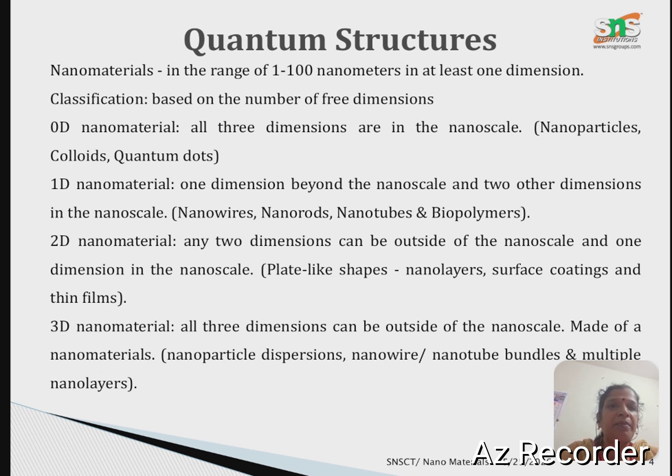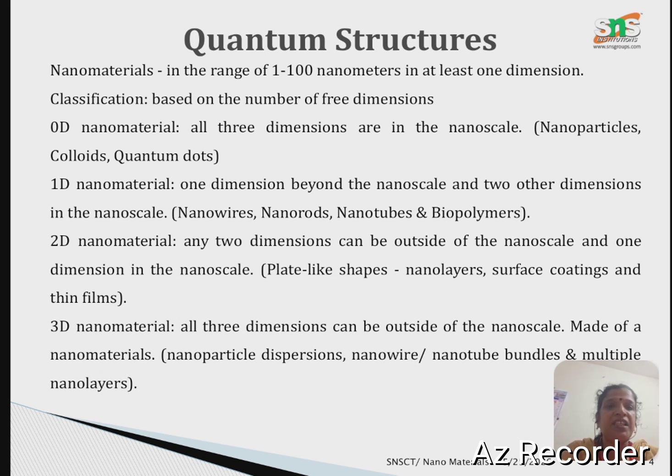Then one dimensional nanomaterial. Here one dimension is beyond the nanoscale and two other dimensions are in the nanoscale. For example, nanowires, nanorods, nanotubes, and biopolymers. 2D nanomaterials are those where any two dimensions can be outside of the nanoscale and one dimension will be in the nanoscale. For example, plate like shapes, nanolayers, surface coating, and thin films.